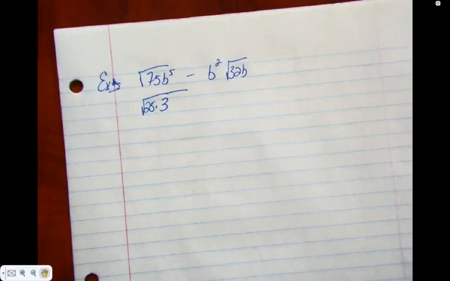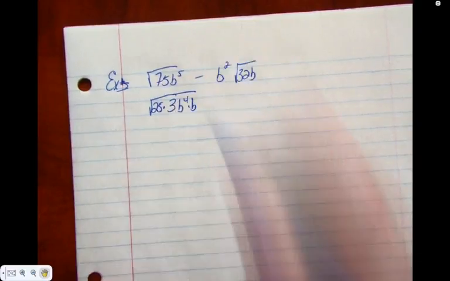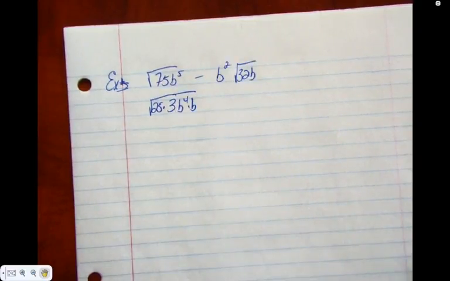How do we want to group the b to the 5? So how do I want to split that up to be able to do a square root of a b to the 5? B to the 4 times b. You could also split it b squared, and b. As long as you've got even exponents, you're fine.